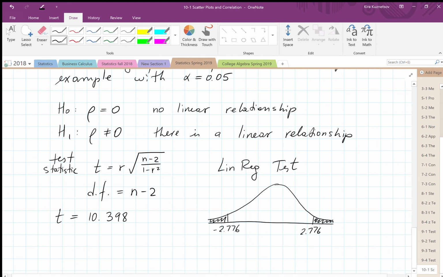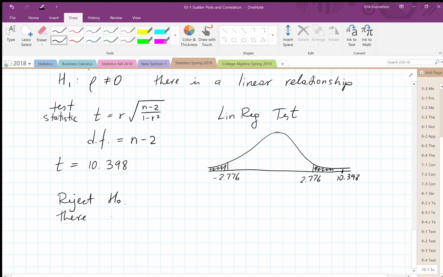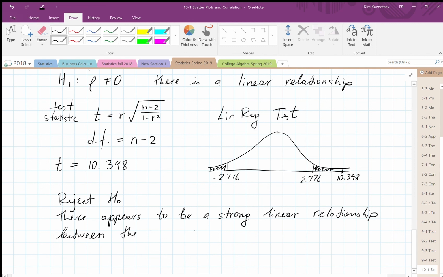And this 10 is really far away into the tail. So you do reject the null hypothesis, meaning there appears to be a strong linear relationship between the number of cars and the revenue.